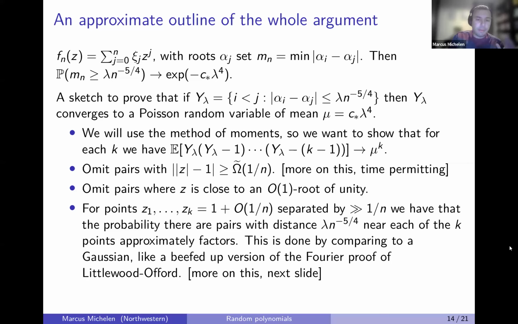So my plan for the rest of this proof is I'm going to say one slide about this last bit, one slide on roots far away from the unit circle, and then I think we're just at open problems. So I'll pause here and ask if anyone has any questions.